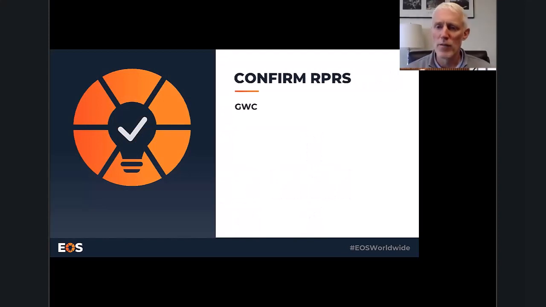And the way we're going to confirm that it's the right seat, we're validating the right person, right seat, is we're going to use a tool called GWC, which stands for they get it, want it, and can do it.